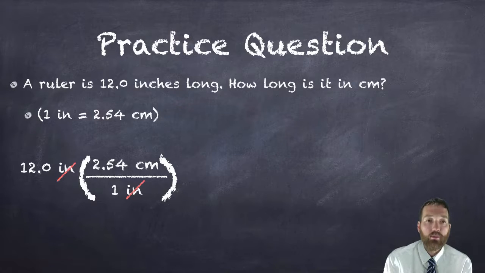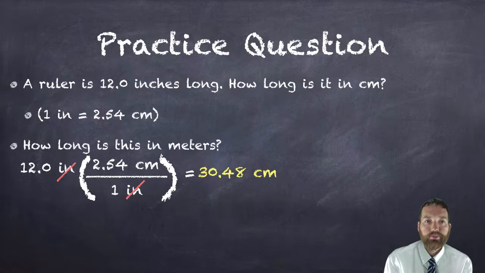So remember, all we do is multiply by everything on the top and divide by everything on the bottom. So 12 times 2.54 and then divided by 1. But whatever that number is, if I divide it by 1, it's not going to change. So just like we skipped multiplying by the number 1, we can also skip dividing by the number 1. So in your calculator, all you need to do is 12 times 2.54, enter, and you will get 30.48 centimeters.